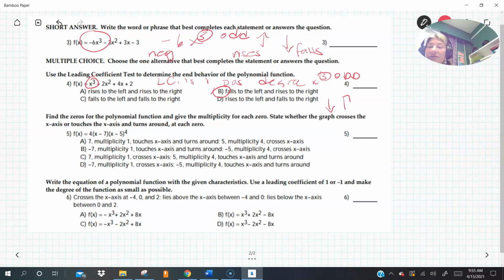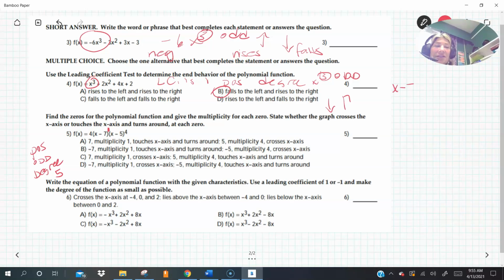Problem number 5 is the first one of these that's in factored form. They ask us about roots and they also ask us about multiplicity and what's happening. To get our total degree, we would have to know that this is a degree 5, adding our exponents together. So I would say that it's a positive, odd, degree 5 polynomial. And then I work my x-intercepts.